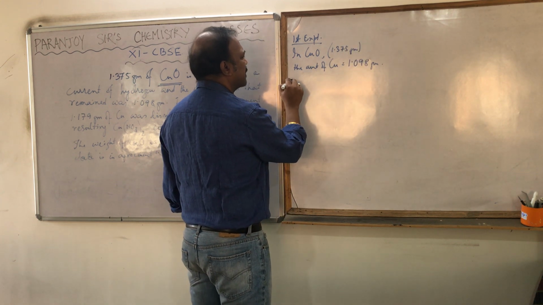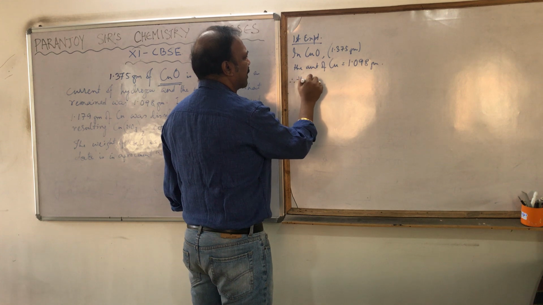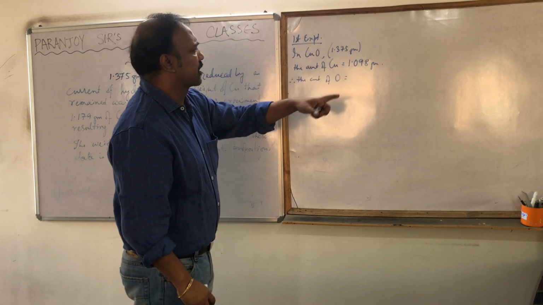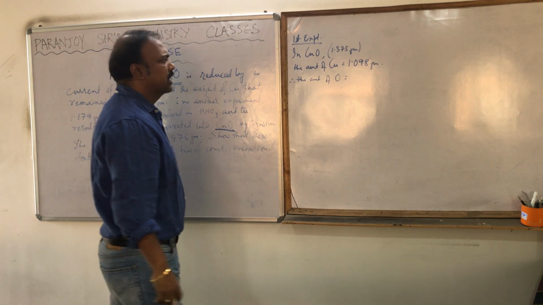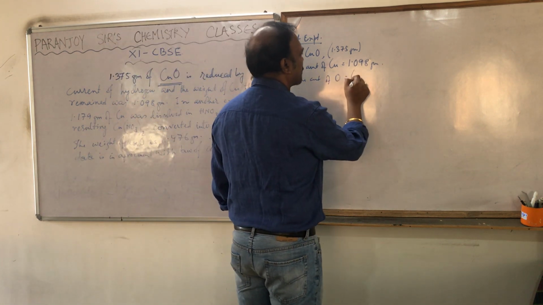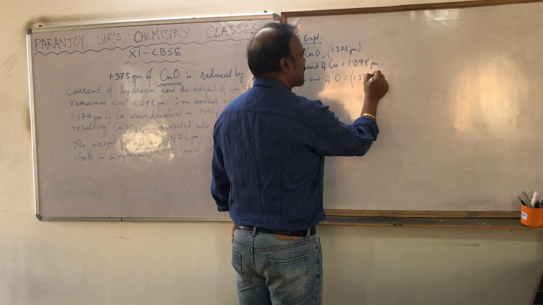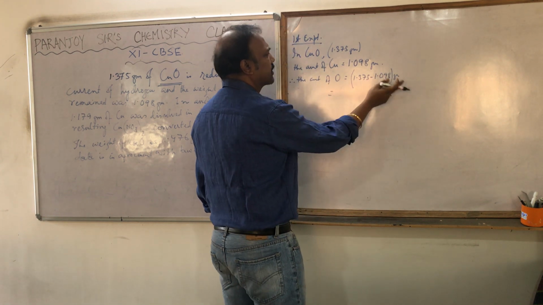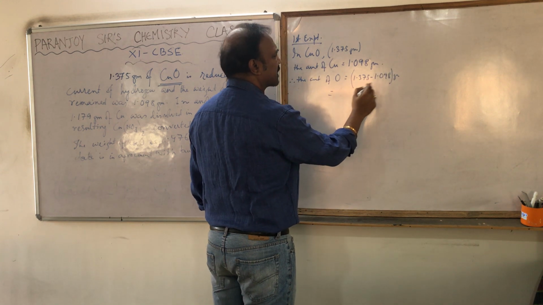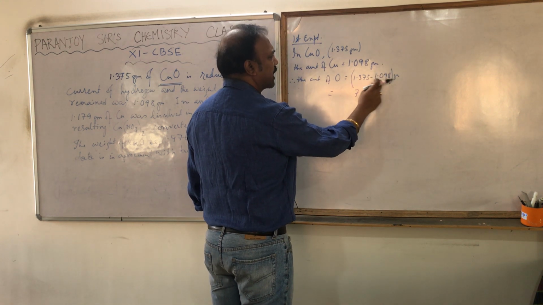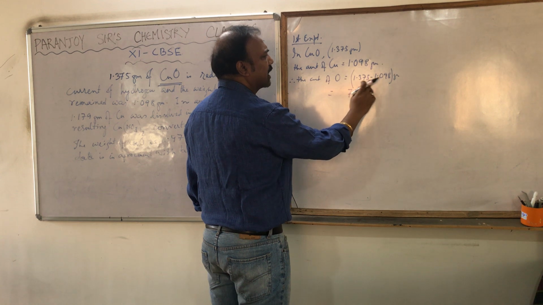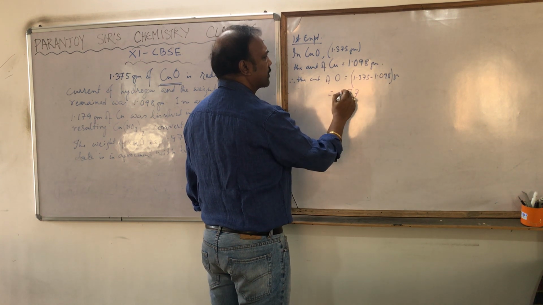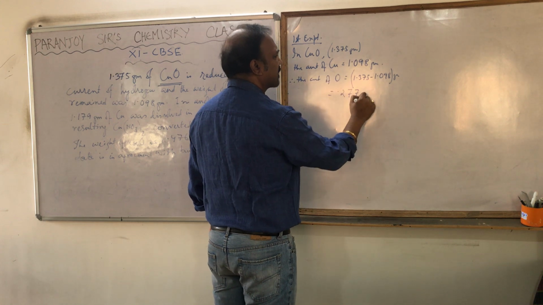So what is the amount of oxygen? It is simply 1.375 minus 1.098 gram. Just let us do it. That is equal to 0.277 gram.